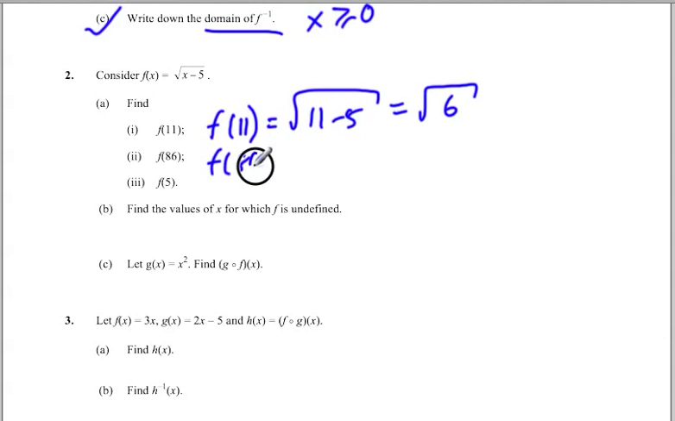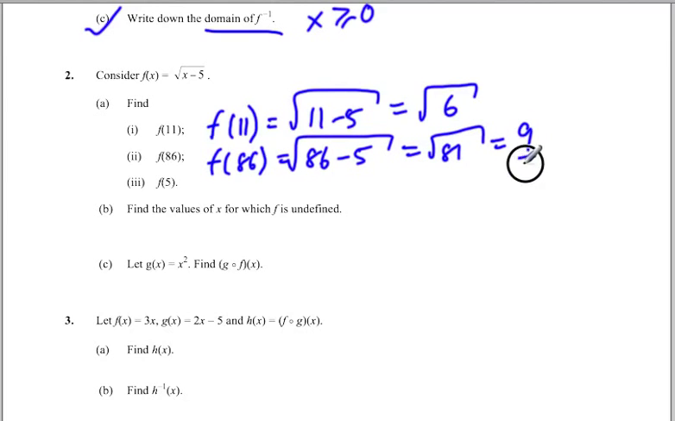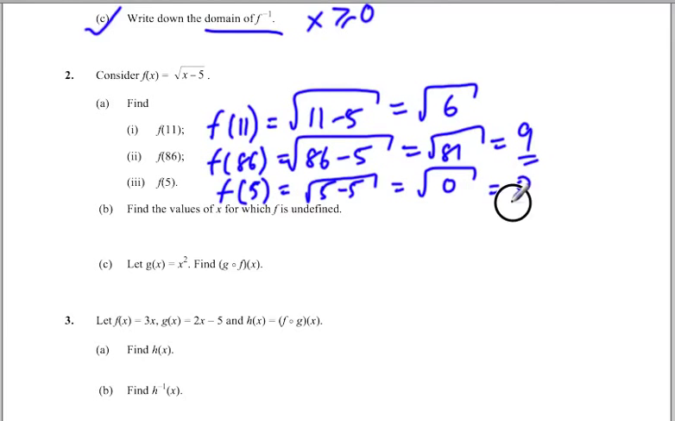For f of 86, you just plug in 86 for x right there, minus 5, which is the square root of 81, which is equal to 9. So we're done right there. And f of 5 is the square root of 5 minus 5, which is the square root of 0, which is equal to 0. So that's that. Find the values of x for which f is undefined. This is an interesting question. A good way to do this is to draw a sketch. So let me draw a sketch of this.